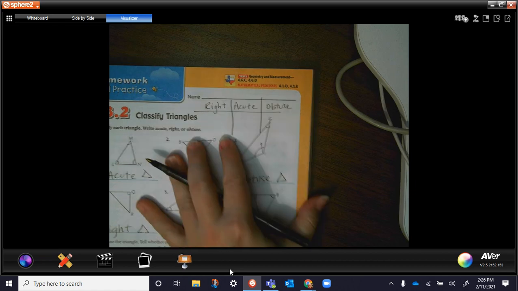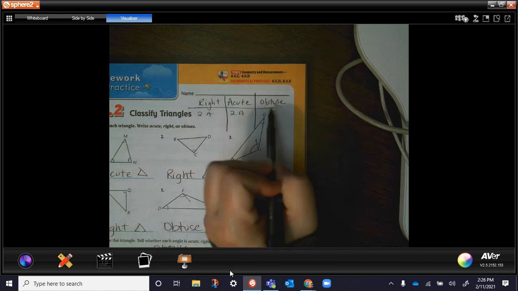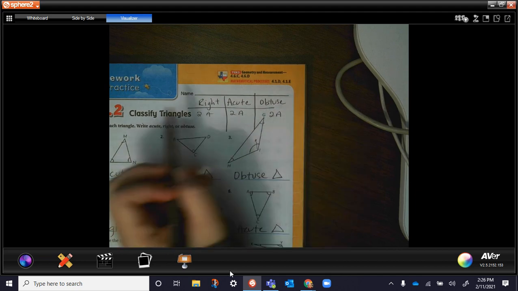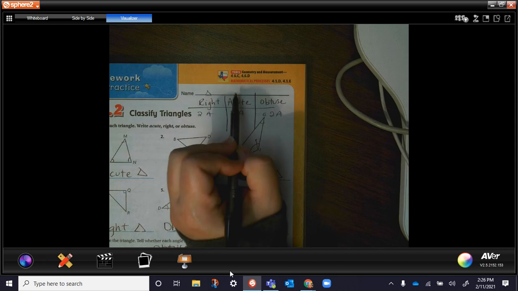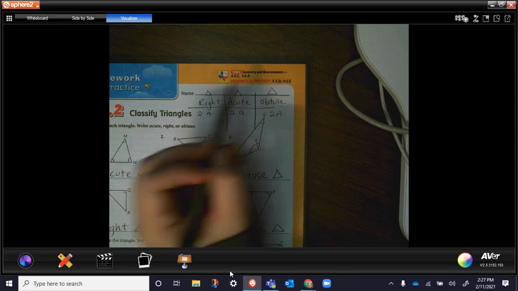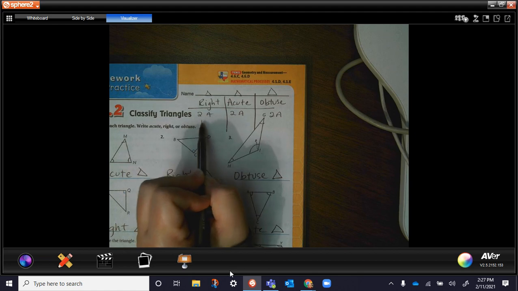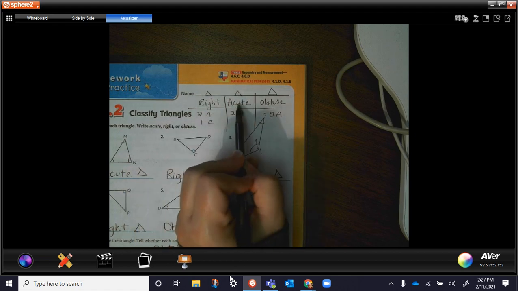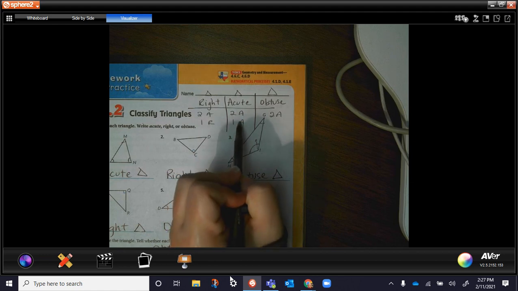Each one of these has two acute angles. Every single one has two acute angles. These are all triangles that we're talking about. If it's a right triangle, it's going to have two acute plus one right. If it's an acute triangle, it's going to have the two acute plus one additional acute, so three acute total.